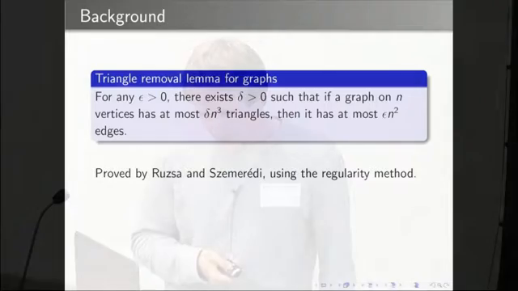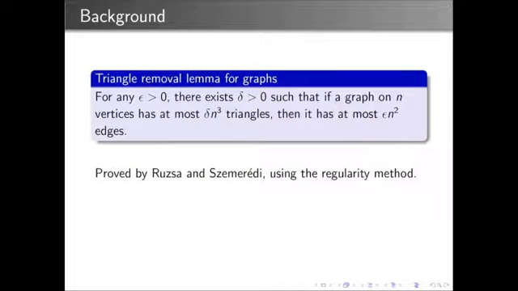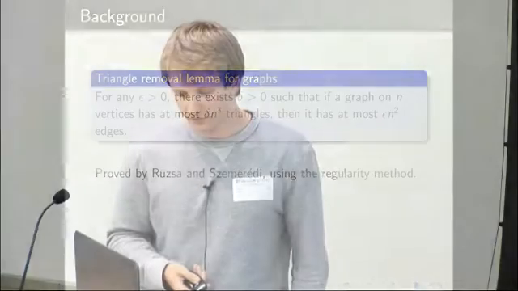What is the triangle removal lemma? Roughly it says that if we have a small number of triangles in a graph, then we can remove a small number of edges to delete all triangles. To be precise, for any epsilon, there exists a delta such that if a graph on n vertices has at most delta n cubed triangles, then we can delete epsilon n squared edges to remove all triangles. This was proved by Ruzsa and Szemerédi using the regularity lemma, the regularity method.